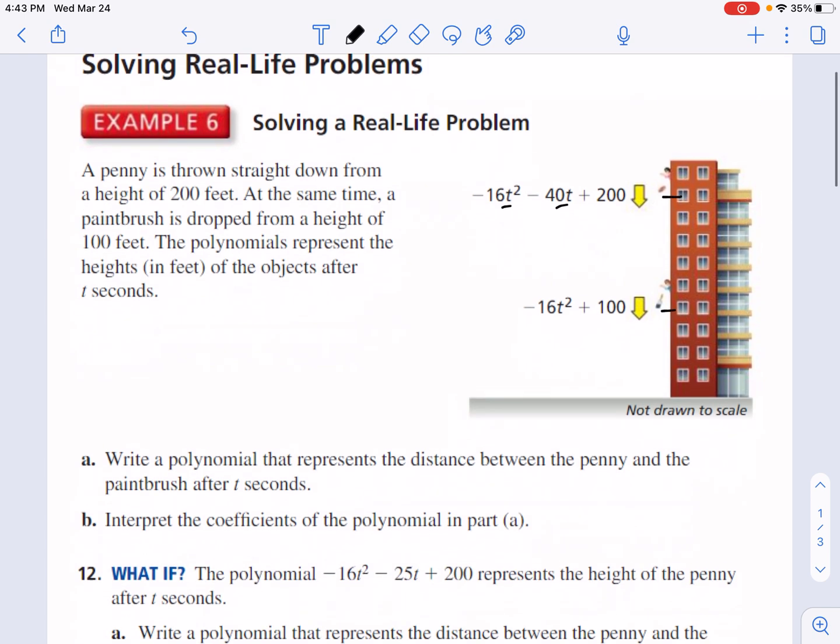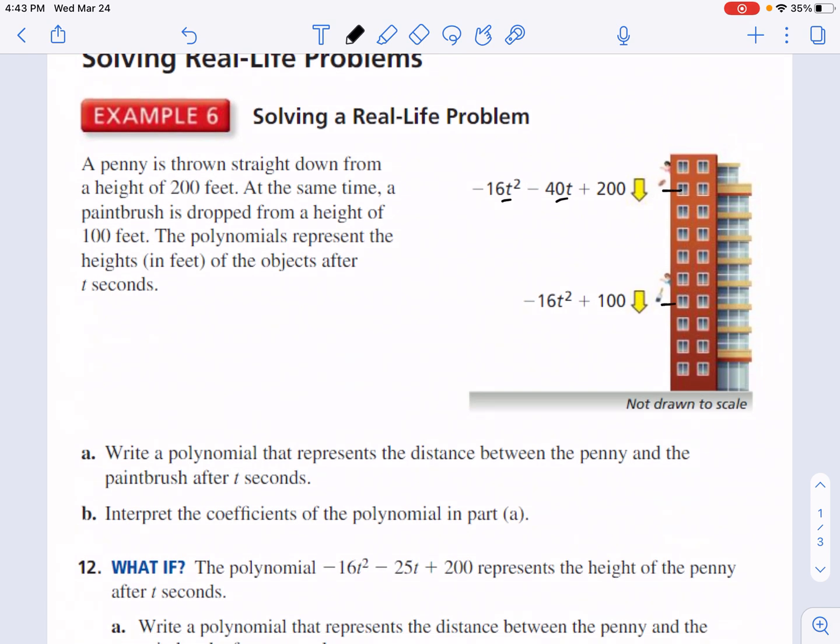Now, on part A, they say write a polynomial that represents the distance between the penny and the paintbrush after t seconds, okay? Anytime we're looking for distance, just like if I were to say find the distance between 5 and 3, you would say 5 minus 3 is 2. There's a distance of 2 between 5 and 3. So when we're looking for distance, we're actually subtracting the polynomials, okay?